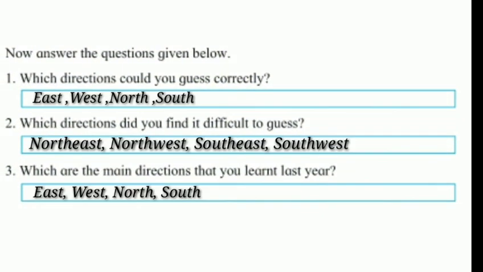Now students, coming to page number 82, now answer the questions given below. See the first one. Which directions could you guess correctly? East, west, north and the south. Which directions did you find it difficult to guess? Northeast, northwest, southeast and southwest. Third one. Which are the main directions that you learnt last year? East, west, north and south.